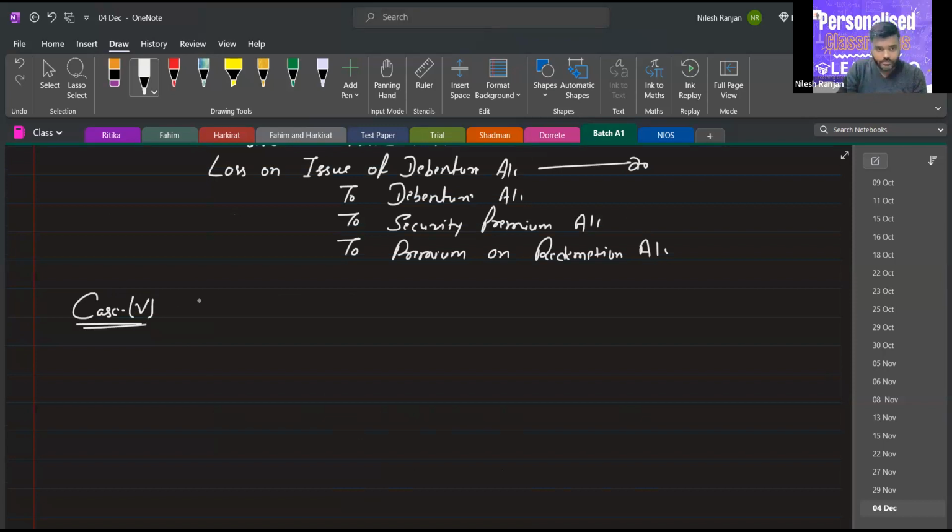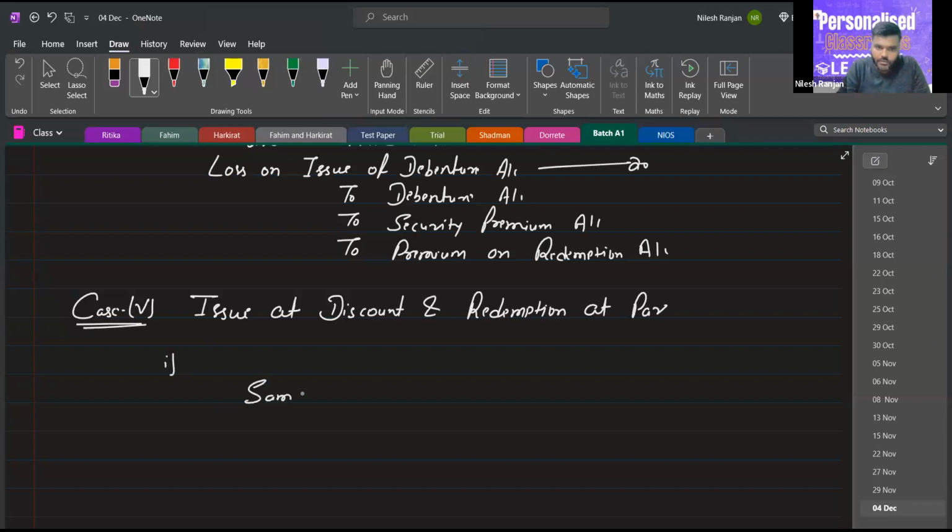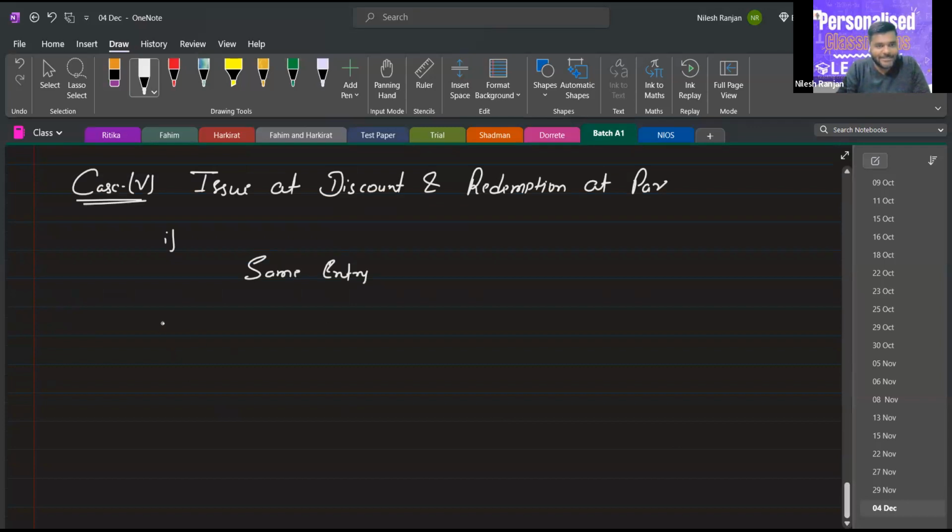So case number 5, issue at discount and redemption at par. Now there is loss at the time of issue, so the first entry will be same. You are not writing the same entry in your notebook, you have to write the entry. What have you written?